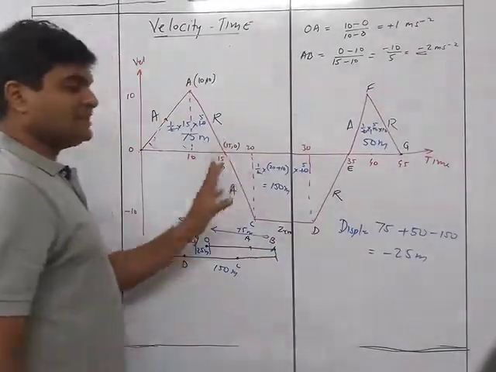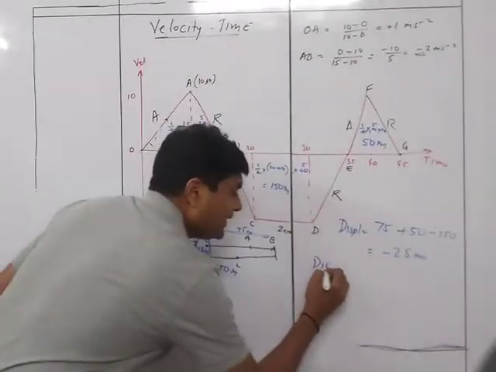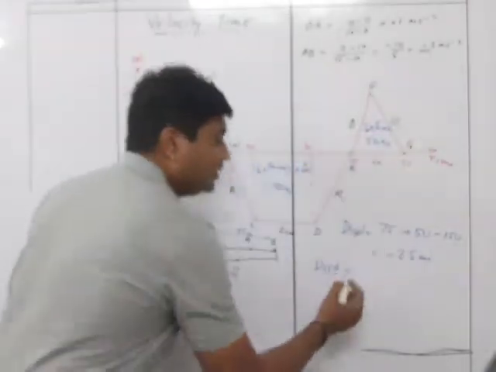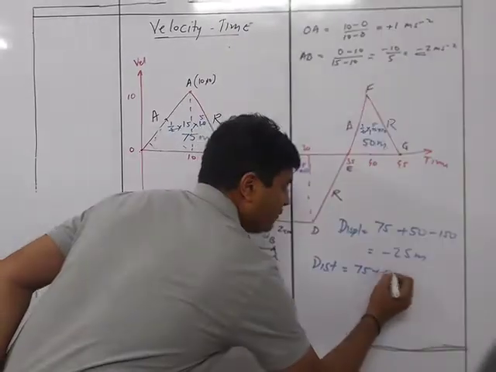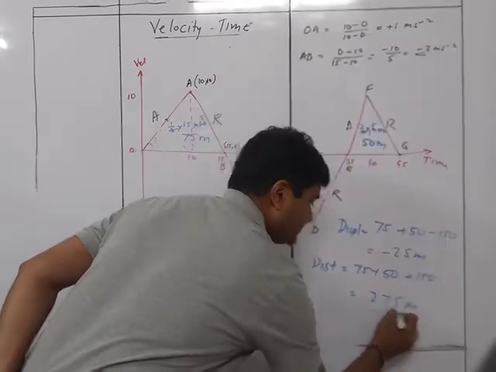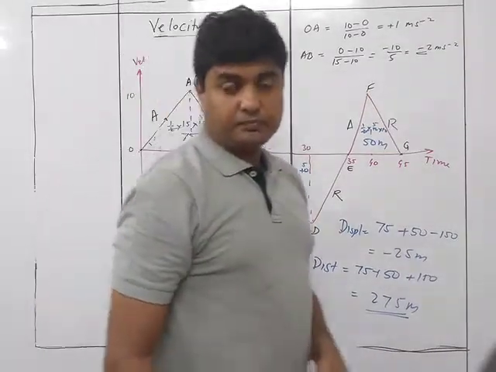Now what is the distance traveled? Now distance does not require any direction. So this is also distance, this is also distance, this is also distance. So it is nothing but 75 plus 50 plus 150. That is nothing but 275 meters is the distance.